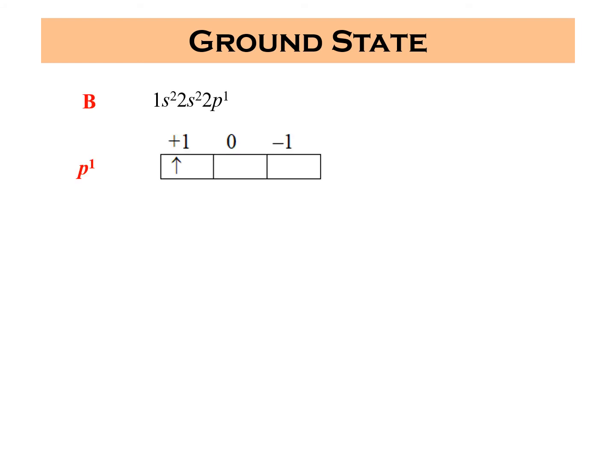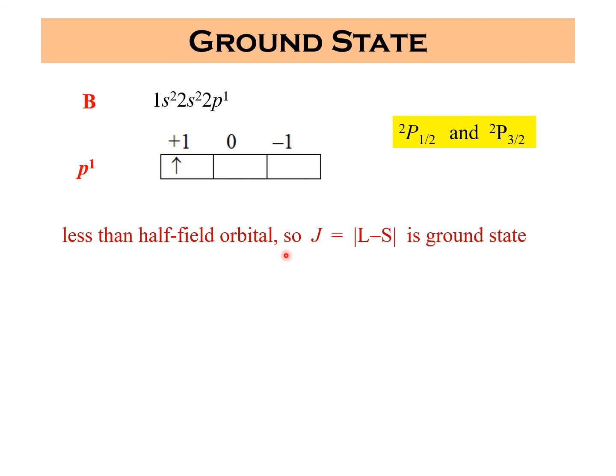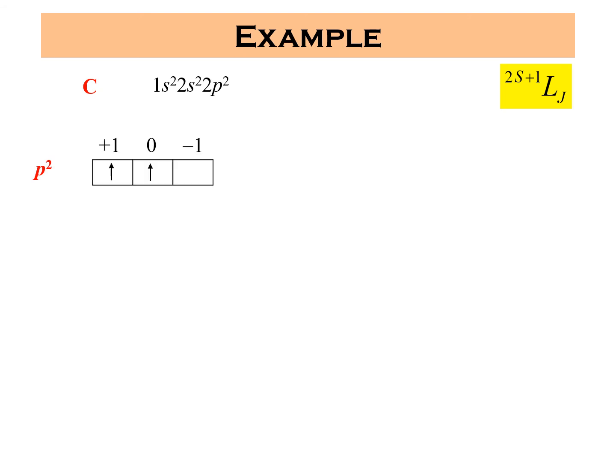Now for boron, which has only one p electron, we have found that there are two possible term symbols within this configuration. Since this is less than half filled, the lowest J value is the ground state, that means L minus S. Here L minus S is half, therefore the ground state term symbol is 2P1/2. Take another example, carbon, which now has 2 electrons in its valence orbital. These 2 electrons can be distributed in different ways.